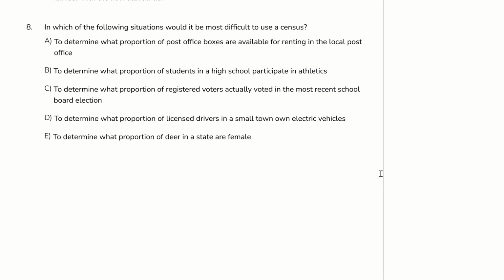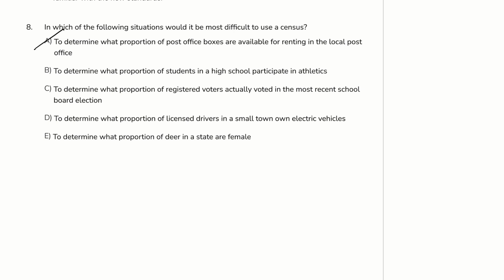All right, number 8. In which of the following situations would it be most difficult to use a census? To determine what proportion of post office boxes are available for renting in the local post office. So this one, the population is all of the post office boxes in that local post office, right? And that's not going to be terribly difficult. You're just saying the proportion of all the boxes that are available for renting. That's not hard to do. So that's not difficult. You want to look for the most difficult situation.